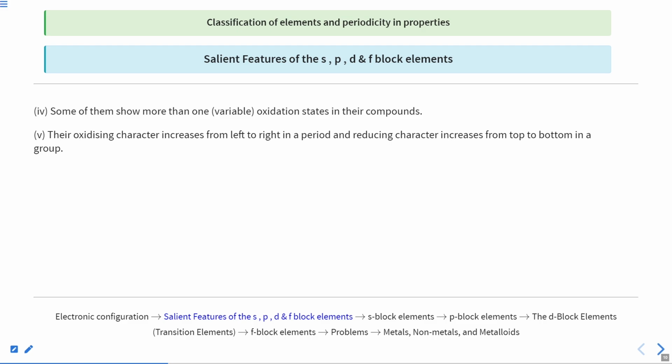Now, some of them show more than one oxidation state. In the case of S block elements, they have only one oxidation state, although P block elements can show some variable oxidation states, but it is very less as compared to the D block. Their oxidizing character increases from left to right. Oxidizing character means it will get reduced, it will gain electrons, right? So as we move from left to right, the oxidizing character increases because they can gain electrons and go to the noble gas configuration. Whereas the reducing character, meaning the tendency to give electrons, decreases from top to bottom in the p block.